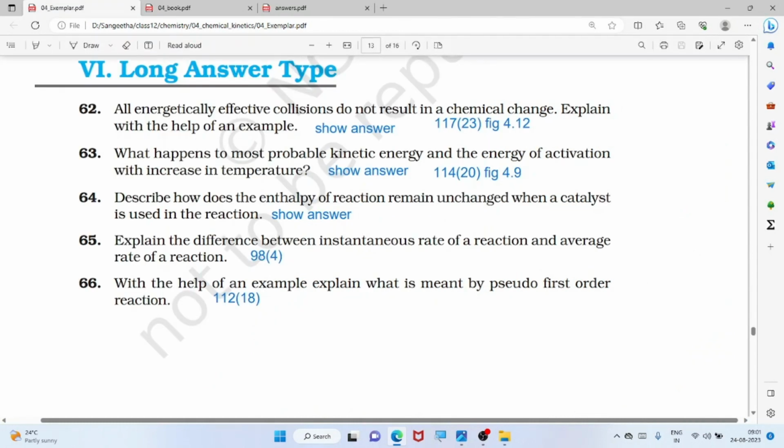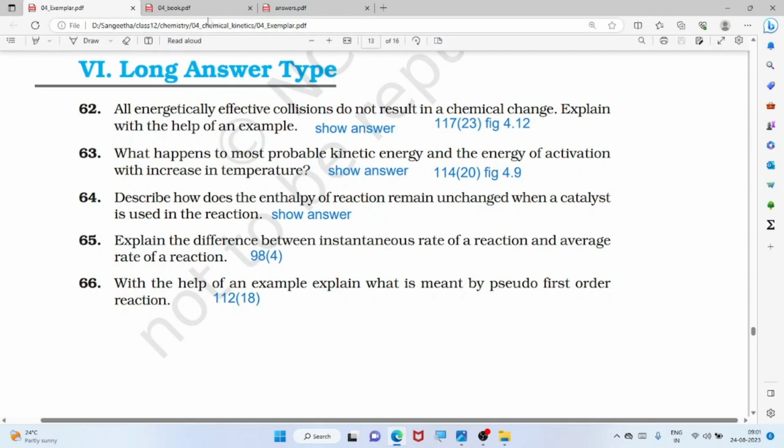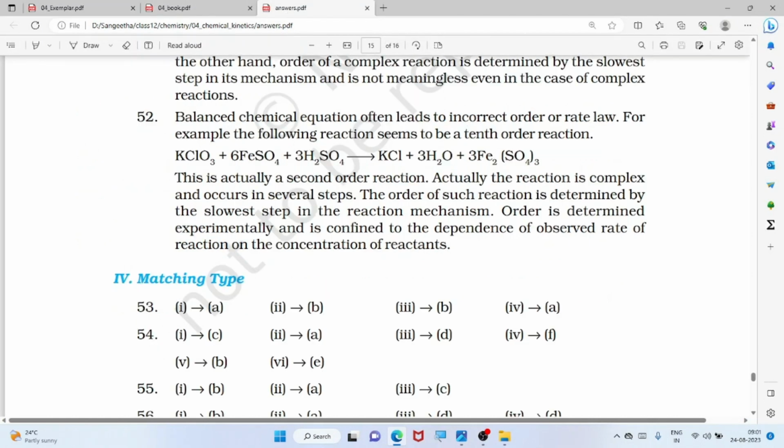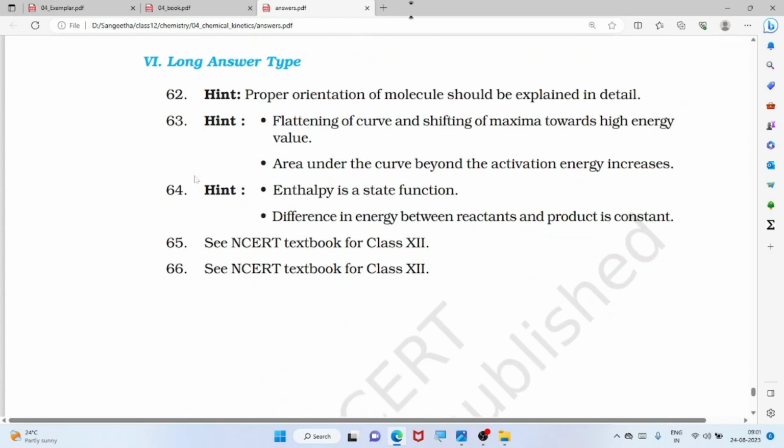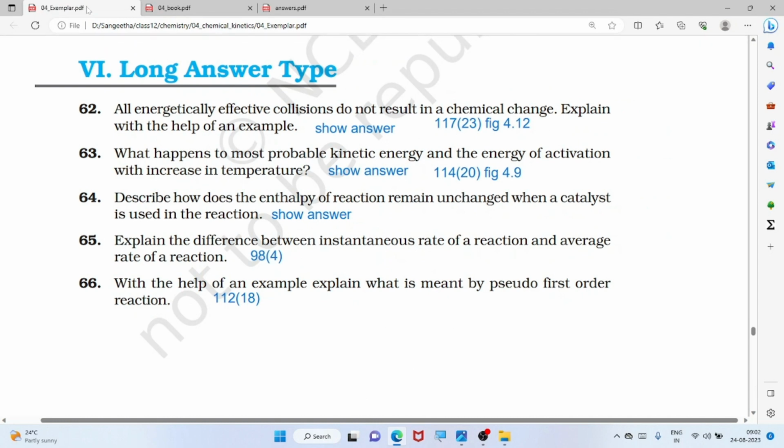Describe how the enthalpy of the reaction remains unchanged when a catalyst is used. Enthalpy is a state function. The difference in energy between the reactant and product is constant. Catalyst does not change the difference in energy between the reactant and product.